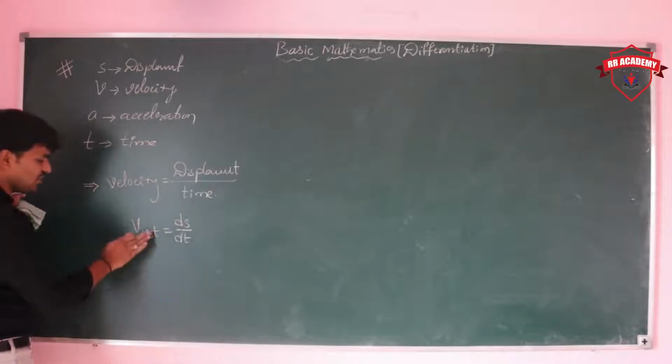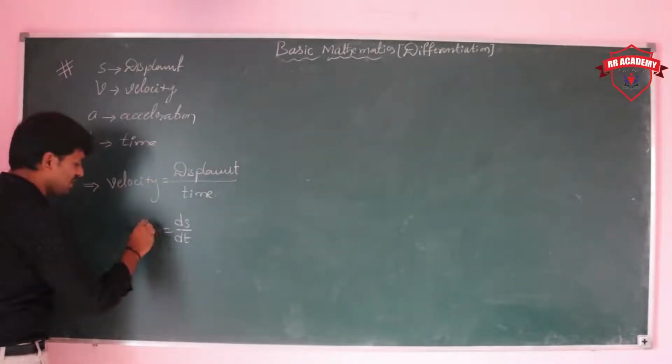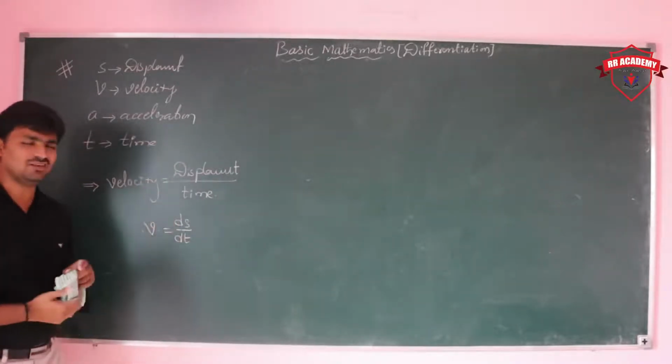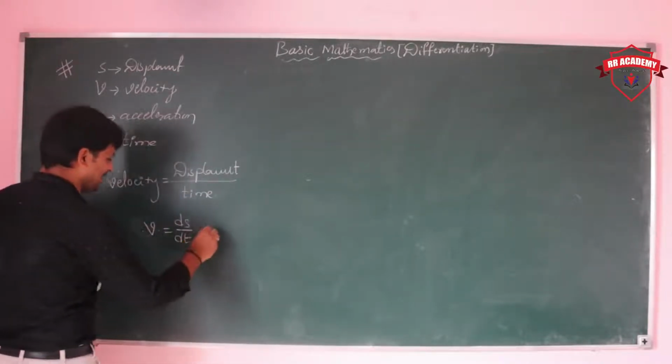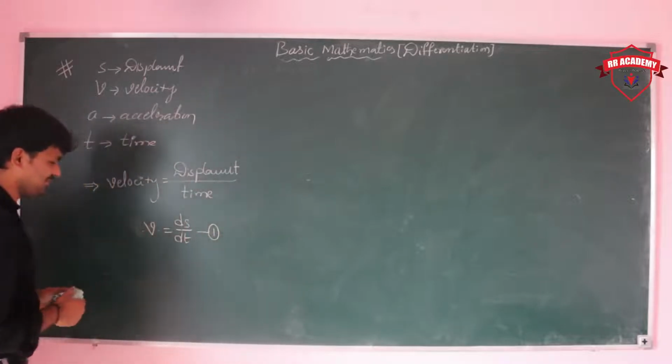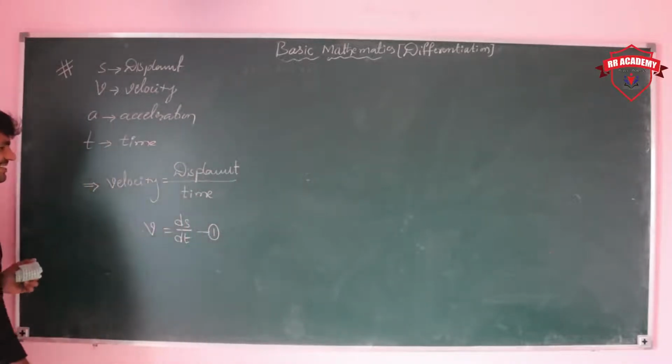So this v is equal to what we can simply write: v is equal to ds upon dt. One important expression. And also comes the acceleration.